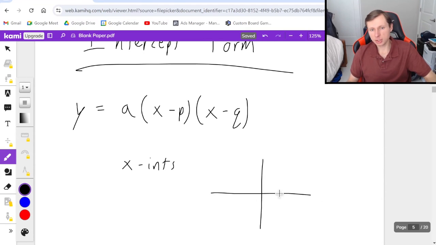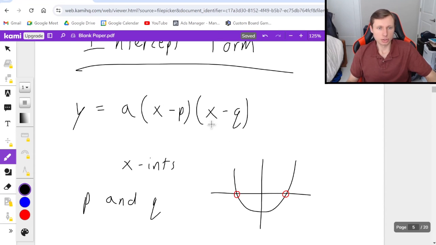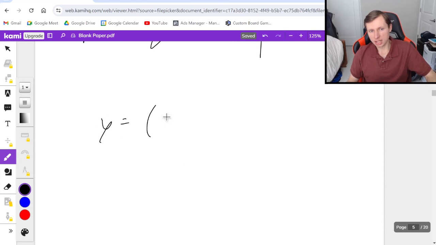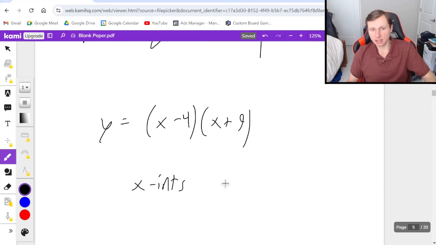The x-intercepts are where the parabola crosses the x-axis, so here and here. Intercept form is going to be great at finding those because the x-intercepts are always at p and q. And again, notice the flipping the sign on the negative with the p and the q. So for instance, if I have y equals x minus 4 times x plus 9, it means that my x-intercepts are going to be at 4 and negative 9.